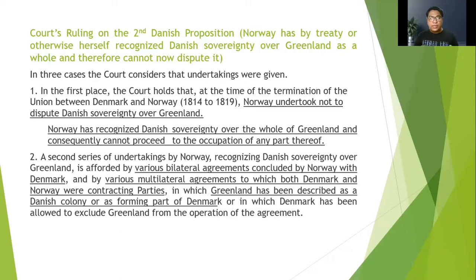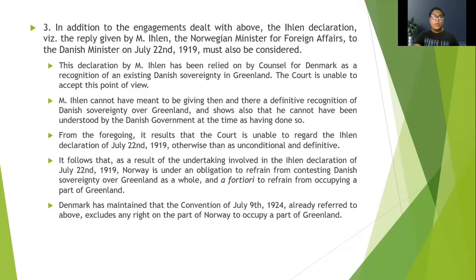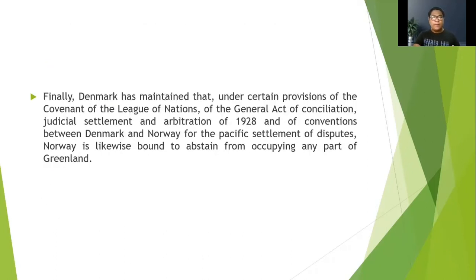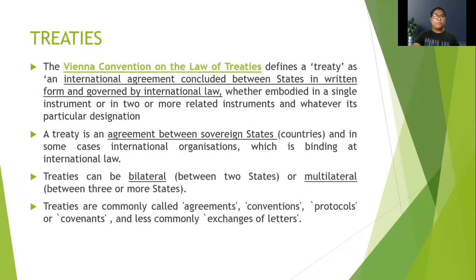And all of those treaties, agreements, undertakings provide that Greenland has been described as a Danish colony or as forming part of Denmark. Also, the court considered the Island Declaration. Finally, Denmark has maintained that under certain provisions of the Covenant of the League of Nations, of the General Act of Conciliation, Judicial Settlement, and Arbitration of 1928, and of conventions between Denmark and Norway for the Pacific settlement of disputes, Norway is likewise bound to abstain from occupying any part of Greenland.